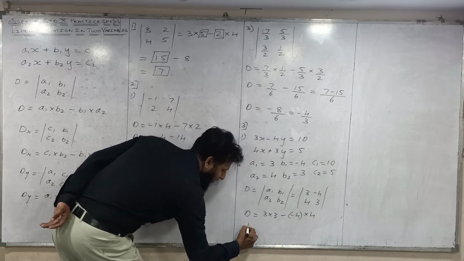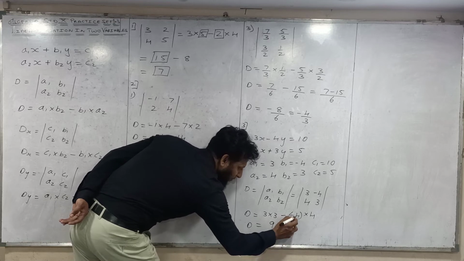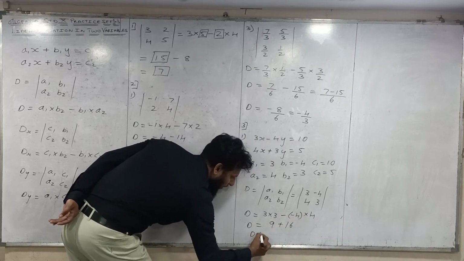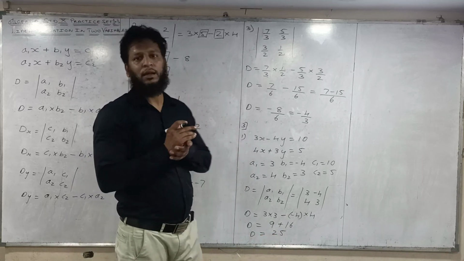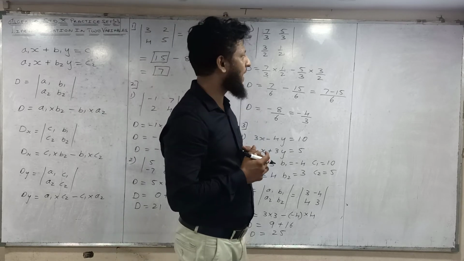So d is equal to 3 3s are 9, minus minus plus, and 4 4s are 16. So d is equal to 25. So the value of d is 25. First you have to find out d. Now next you have to find out dx.